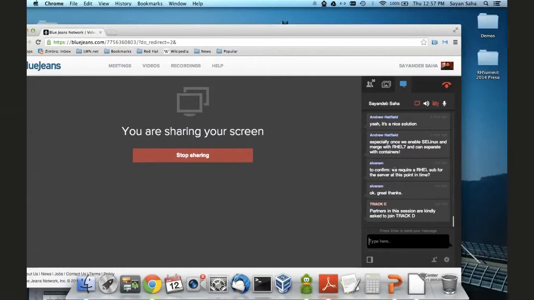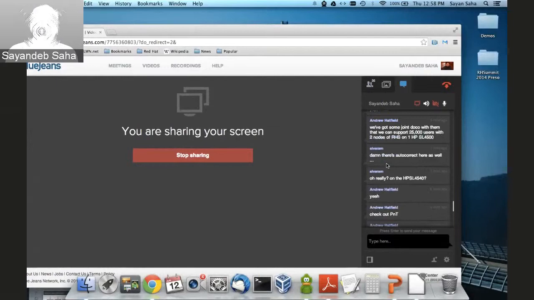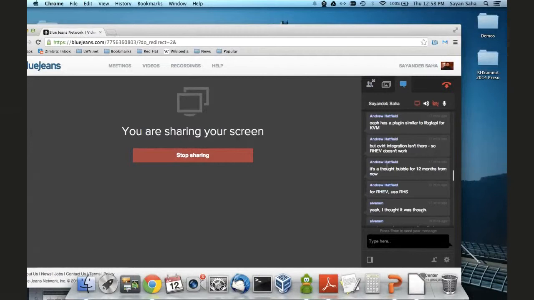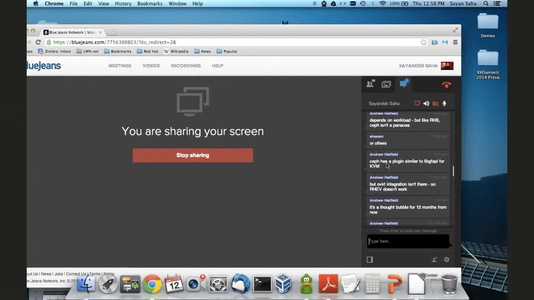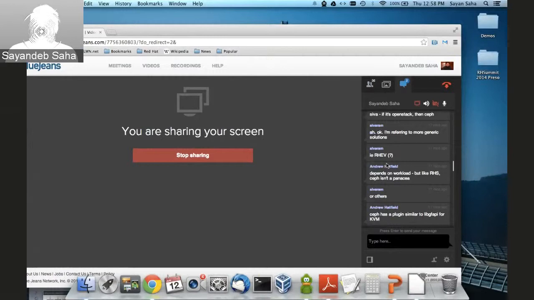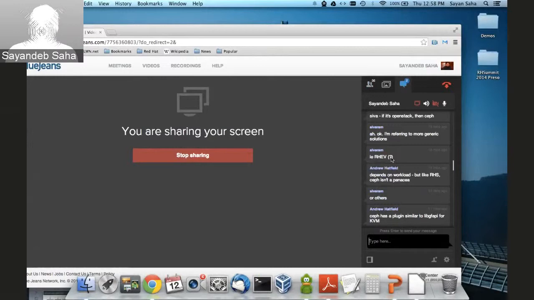Okay, I think that's pretty much it. Yeah, so Rev, Shivram had a question on Rev. Ceph is not integrated with Rev in the similar way that Gluster is with storage domains. You can actually make it work by putting the libraries inside of KVM, but it will be a manual thing. It doesn't really work with Rev the way it's intended to work with storage domains. There's some groundwork that needs to be done to make it work with RHEV-M.